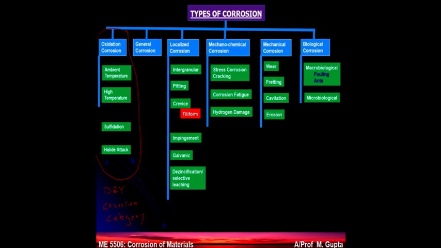Then you have the corrosion in which you have mechanical stresses and the chemical environment plays almost equal part. And under that you learn about stress corrosion cracking, corrosion fatigue, and hydrogen damage. Then you will see the mechanical corrosion, in which the mechanical stresses are instrumental in damaging the material. In that you will see the wear, fretting, cavitation corrosion, and erosion corrosion.